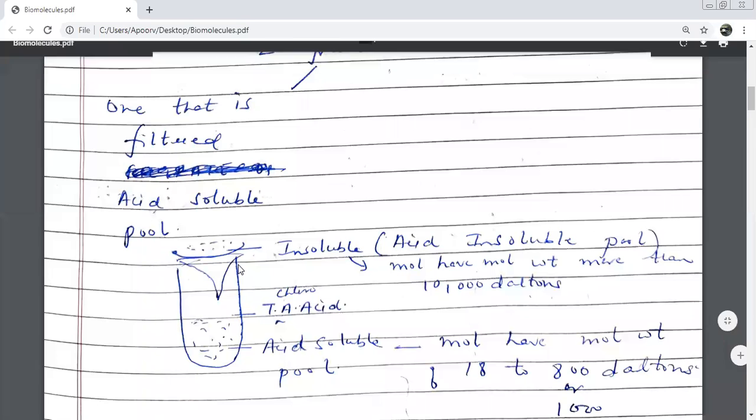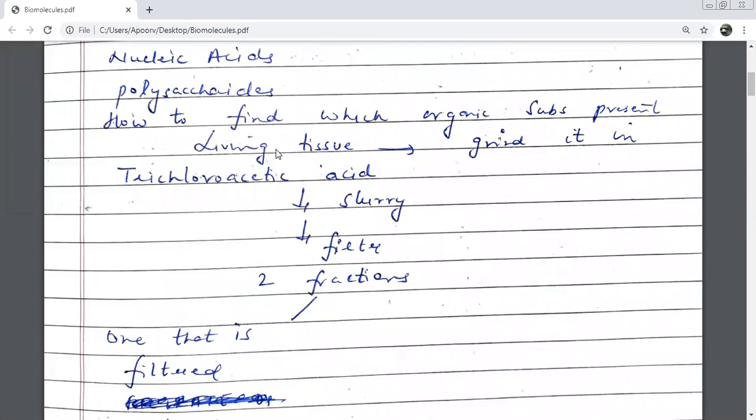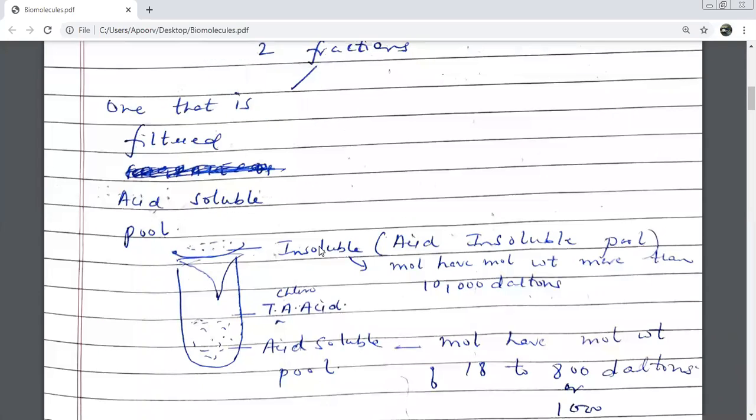Clear, everyone? Whenever we take any living substance, we had taken a living tissue, ground it, and prepared a paste by dissolving it in trichloroacetic acid, and then we got two parts. One part which dissolves in acid is known as the acid soluble pool. The one which does not dissolve is known as the acid insoluble pool. Keep in mind that the acid insoluble pool contains molecules whose molecular weight is more than 10,000 Daltons. They will not dissolve in acids. Those molecules whose weight is how much?